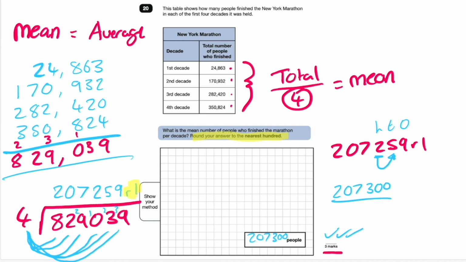Tough question there, particularly if you don't know what mean means, because that is obviously really important. Good tip at this point is to look at how many marks you're offered for the question. If you are offered 3 points, that means the question is going to be big. So be prepared to do lots of working out.